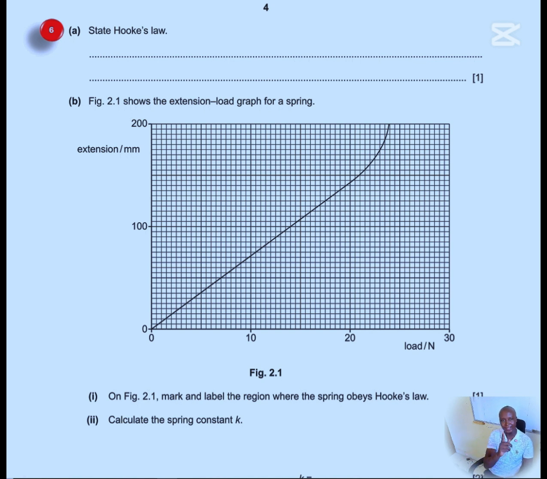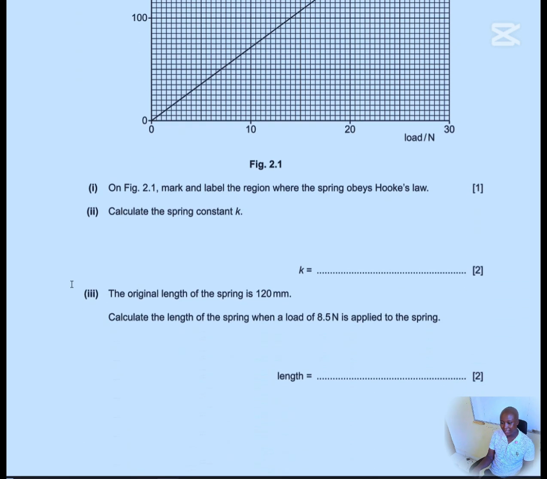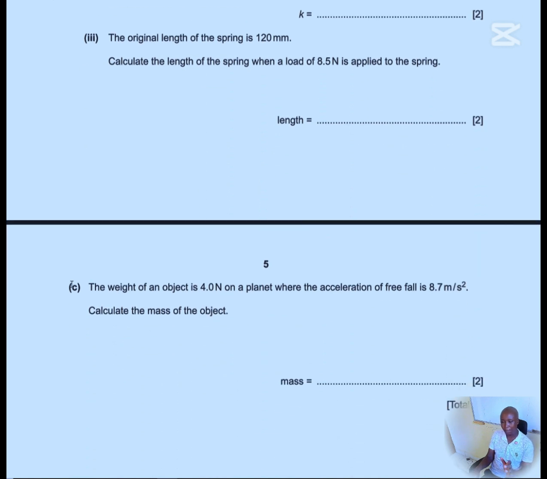And also you need to understand that sometimes on the y-axis you may be given extension, or you may be given load, or you may be given the length of the spring or the material that is being stretched. So whenever the question is asked, you need to understand how you can approach it.